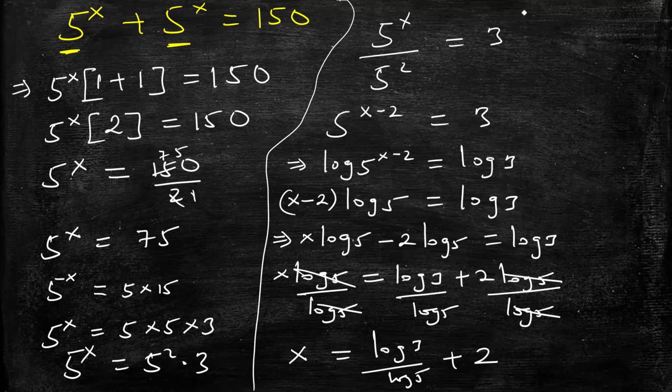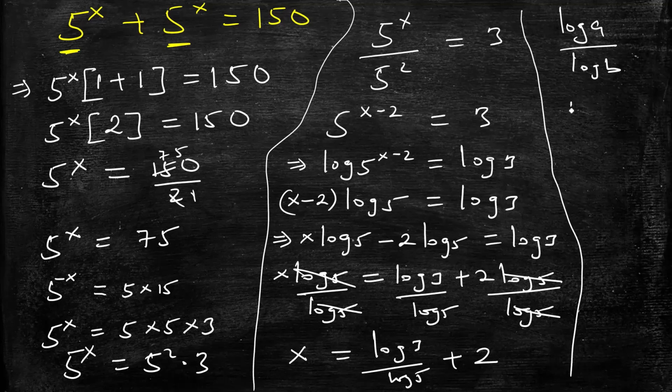So when we are given log a over log b, it's the same as log a to base b. So we can say x is the same as 2 plus log 3 to base 5 as our answer. Okay, so let's go back to the equation and see if our answer is correct.